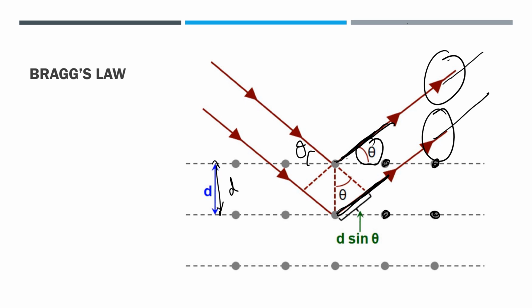Okay, and what does it mean if they constructively interfere? That means that the distance that the light waves are from each other. So basically, if I have a light wave, right? I have two light waves.